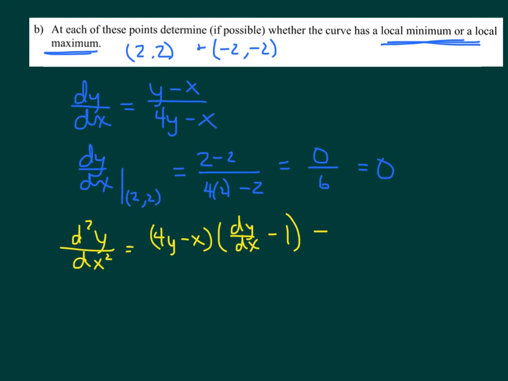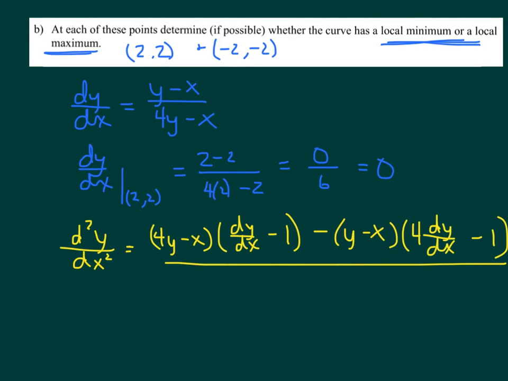So low d high minus high, y minus x. D low would be 4 dy dx minus 1, all over 4y minus x squared. Okay, so that looks kind of ugly, but rather than spending a bunch of time cleaning it up, I'm going to go ahead and plug in my point 2, 2 into this and see what I get.